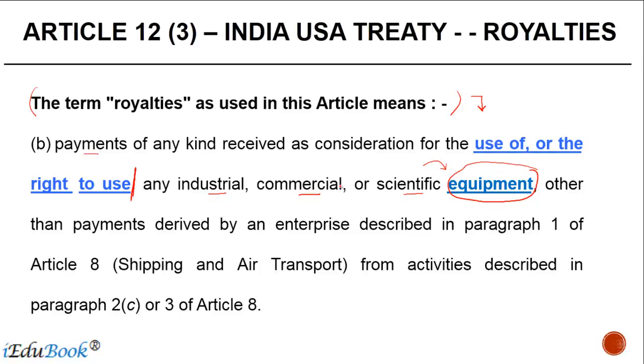Other than payments derived by an enterprise described in paragraph 1 of Article 8 from the activities described in paragraph 2C or 3 of Article 8. That is basically applicable to shipping or transport enterprises. That is excluded, but otherwise payments for the use of any industrial, commercial, or scientific equipment are to be considered as royalty.